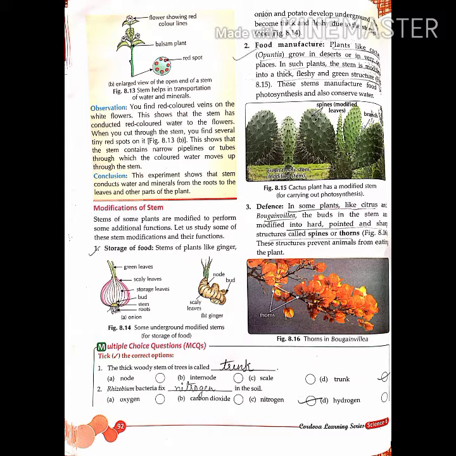Okay students, now multiple choice question, internal question, first one, page number 92. The thick woody stem of trees is called trunk. The correct option is trunk. Second one, rhizobium bacteria fix dash in the soil. क्या बताया था मैंने? Rhizobium bacteria fix nitrogen, atmospheric nitrogen in the soil. Okay, first one is trunk and second one is nitrogen.